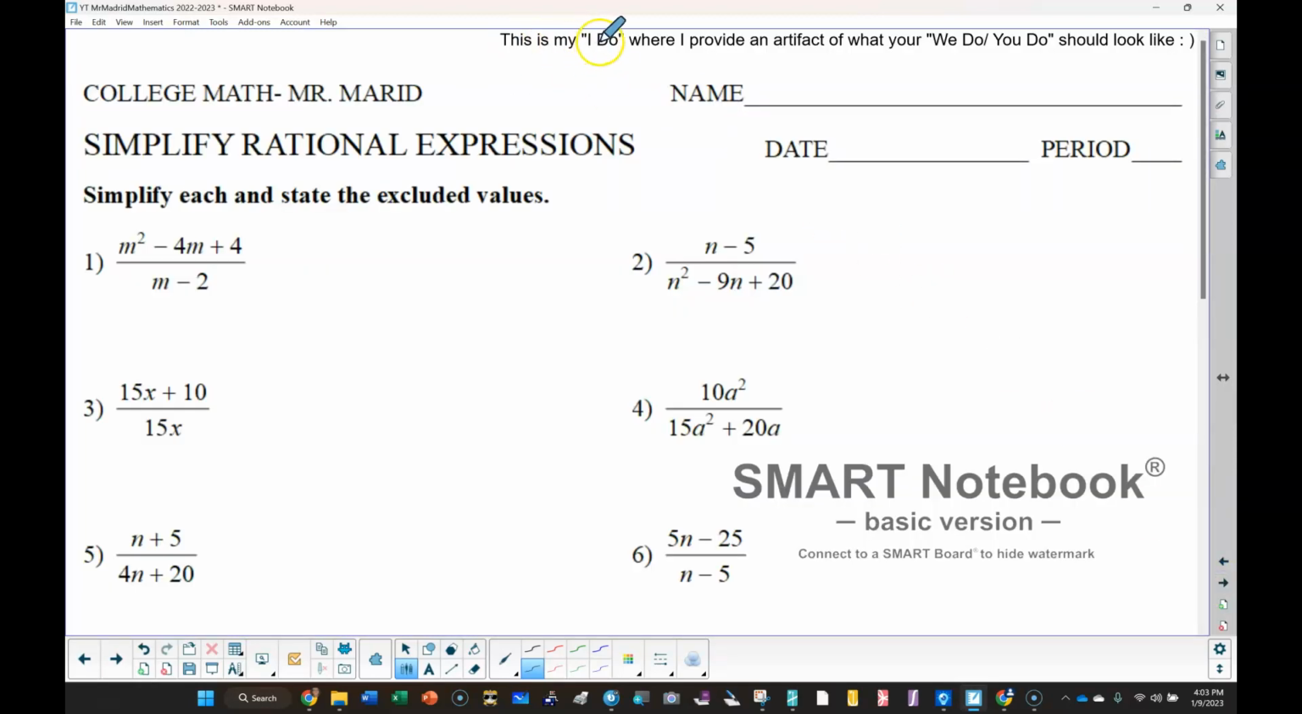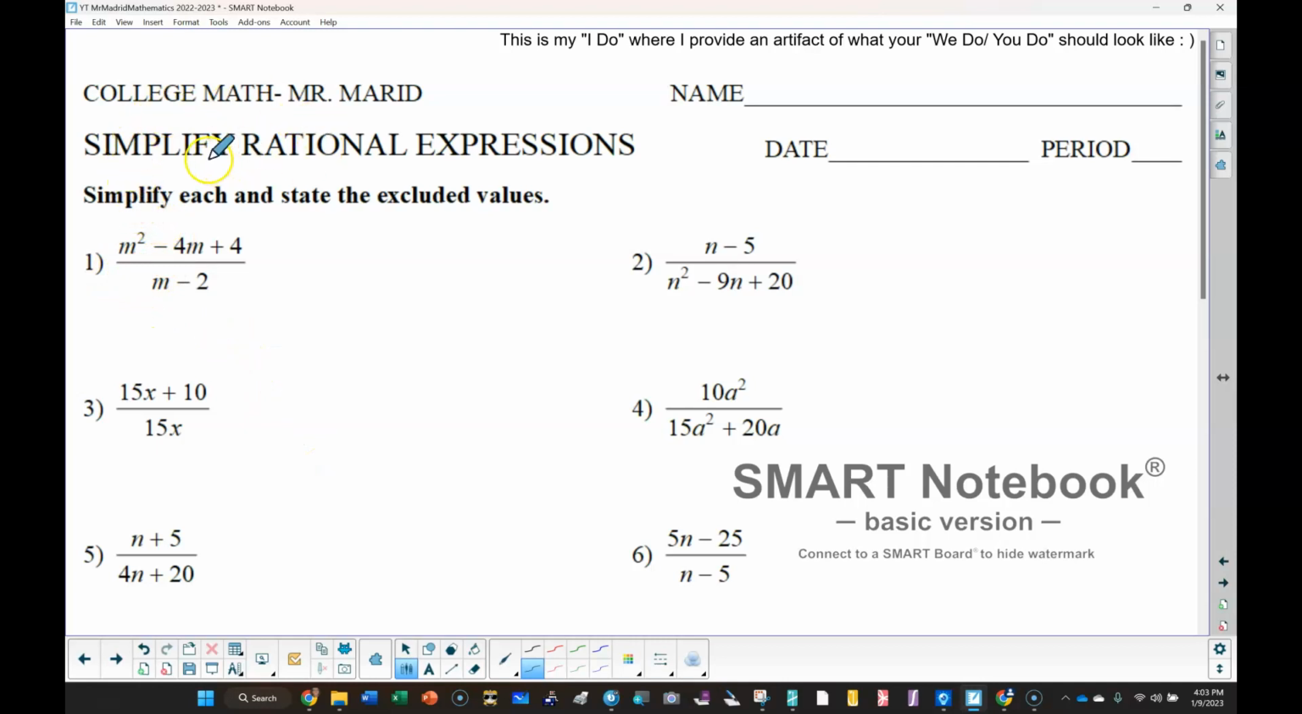So this is my I do. This is where I get to teach you a couple of problems that you yourself have to basically know how to do. And you'll get the rest of these to do, whether in a group or by yourself, in a little bit. So let's go ahead and start off with good old number 1.